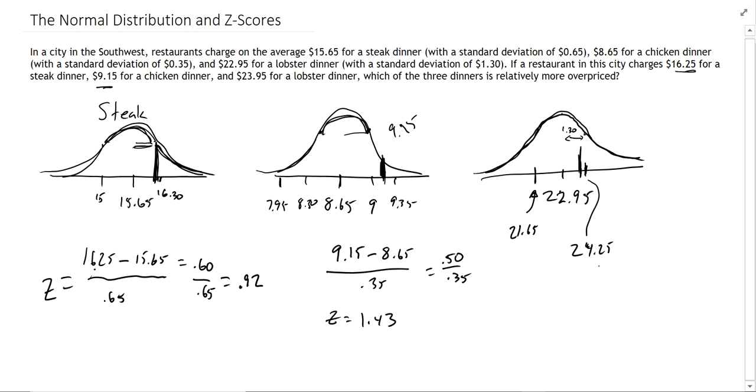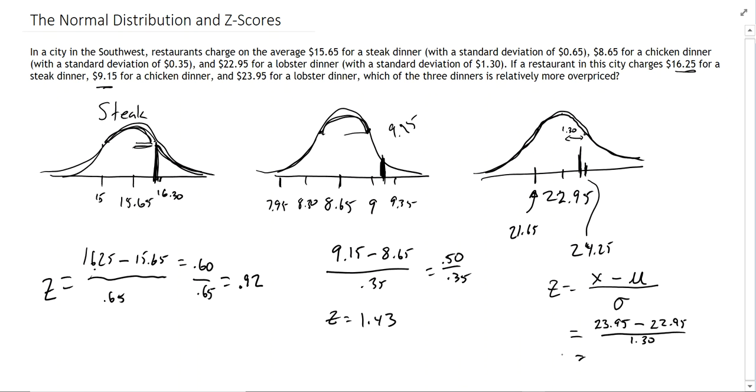All right, and then finally for our lobster, the z-score, if you haven't figured it out yet, the formula we're looking at is the observation you're looking at, subtract the mean, and then divide by the standard deviation. Subtract the mean of the population, divide by the standard deviation of your population. So for the lobster dinner, our observation was 23.95. The mean price of lobster dinner was 22.95, and the standard deviation is $1.30.